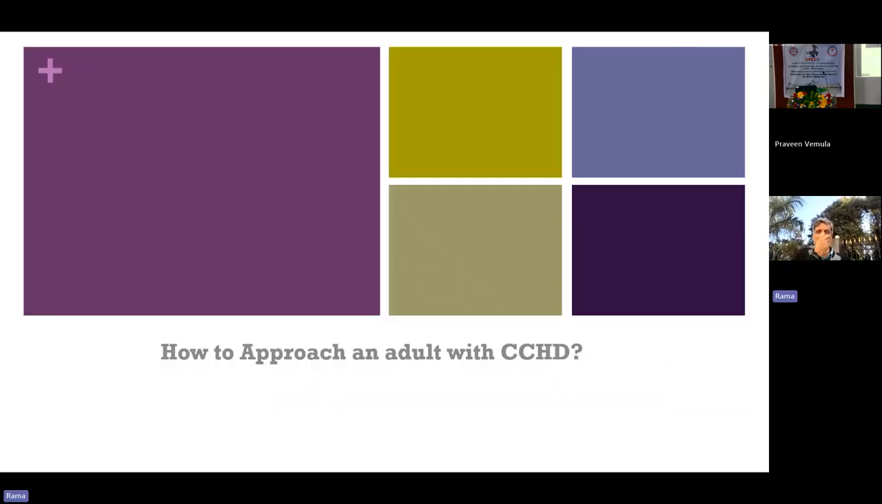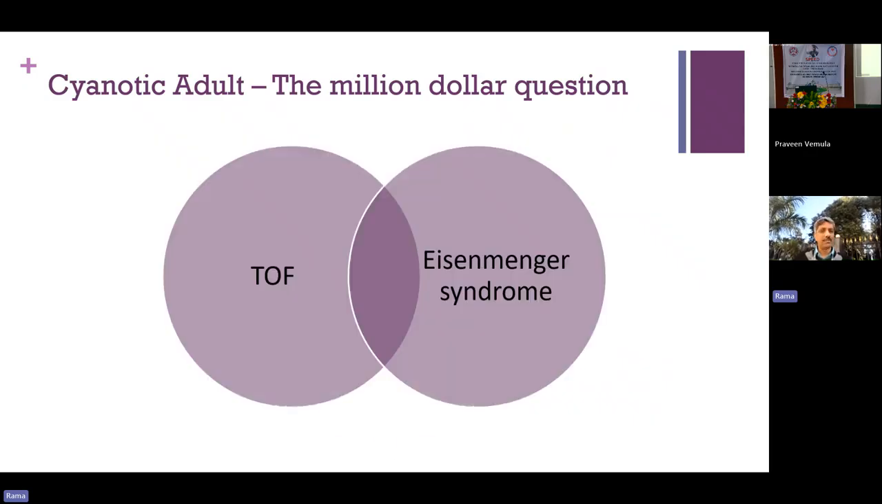So, how do you approach an adult with cyanotic congenital heart disease? It starts from the history, as you typically encounter in a case. How are you going to approach it from history? The million-dollar question is whether it is going to be a TOF physiology or Eisenmenger syndrome. That is the primary question that we are going to answer.